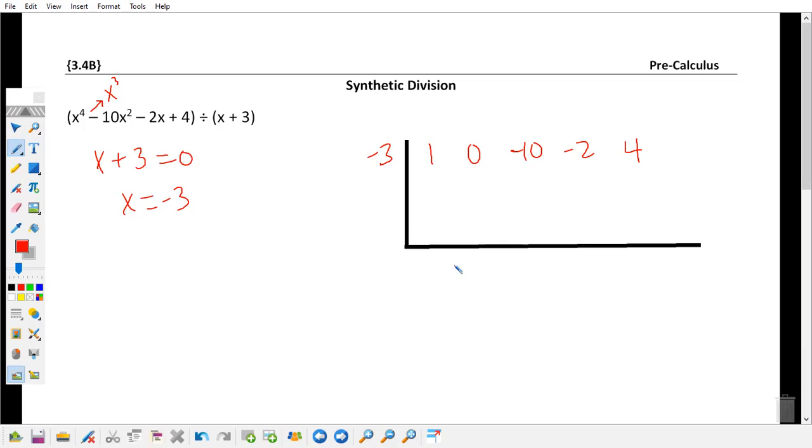We're going to get it going by bringing down our first number, which is 1. And now we're going to multiply diagonally, add vertically. Are you with me? Okay, -3 times 1 is -3. 0 plus -3 is -3. -3 times -3 is 9. -10 plus 9 is -1. -3 times -1 is 3.